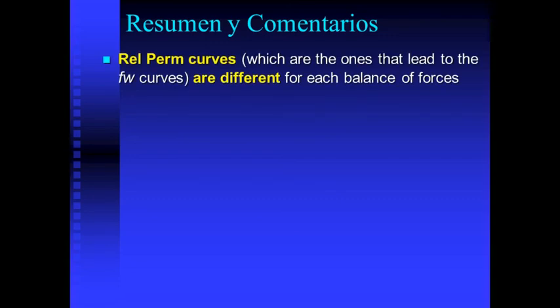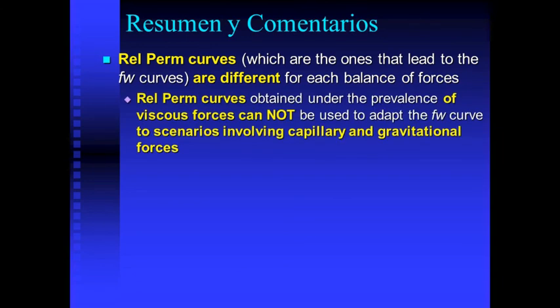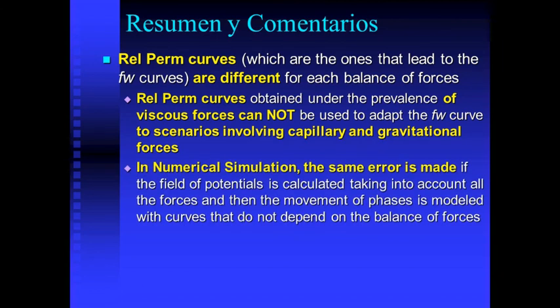As a summary and main comments of this presentation, we can say that the Rel Perm curves, which are the ones that allow the generation of the fractional flow curve, considering the viscosity of the fluids, are different for each balance of forces. That is, there is no single set of Rel Perm curves when all forces involved in fluid displacement are accounted for. If we obtain Rel Perm curves dominated by viscous forces, which is what is done at the laboratory level, and we want to adapt the fractional flow curve to scenarios that include capillary and gravitational forces, we also have to change the Rel Perm curves. We are going to see this situation, in a dramatic way, during the next presentation.